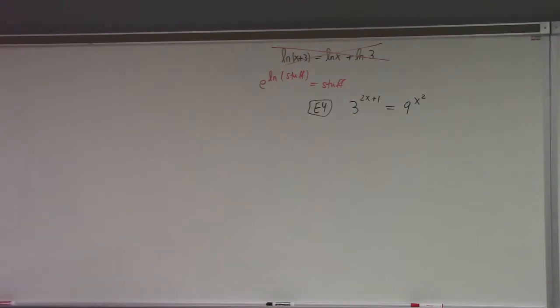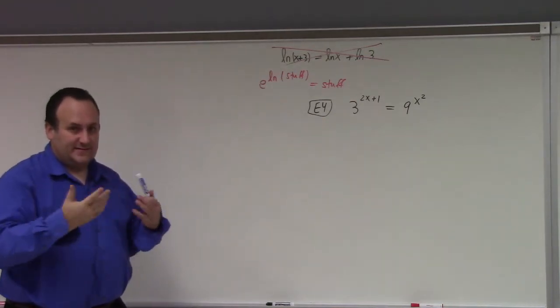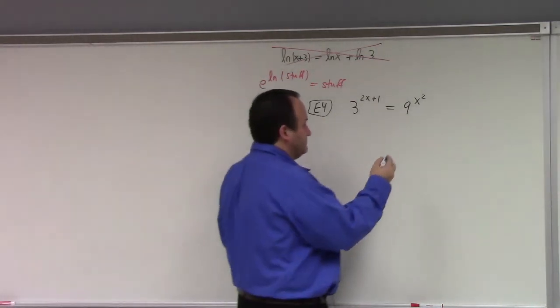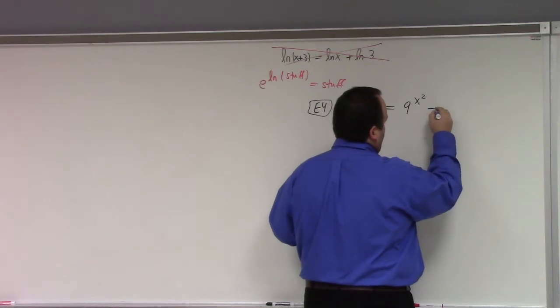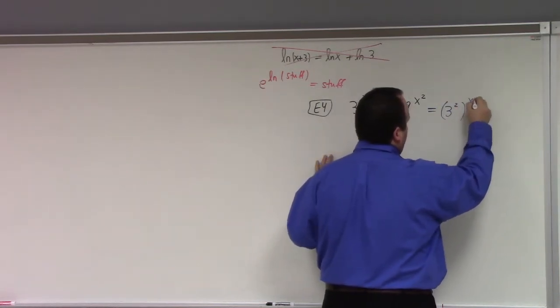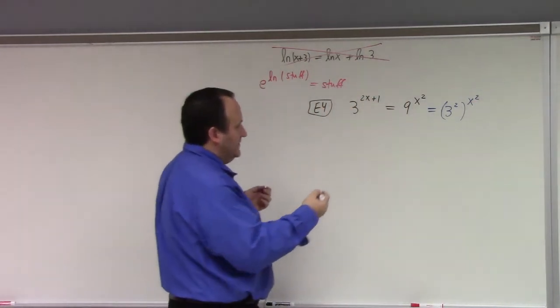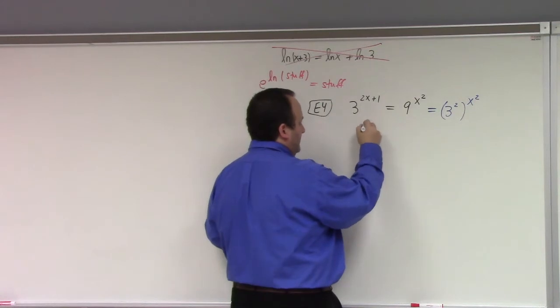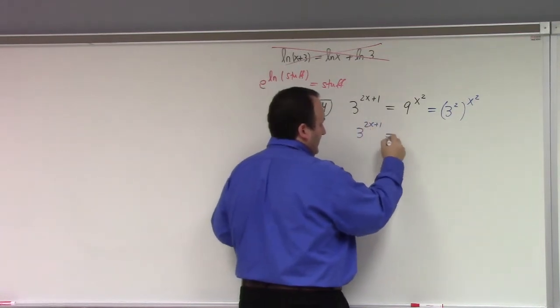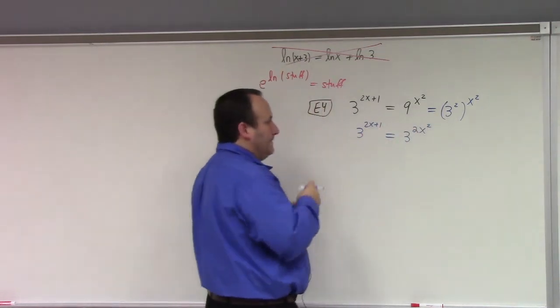All right, so how should we solve this other problem? Unlike example 3, we can convert 9 to 3, right? It's naturally 3 squared, right? So here we're looking at 3 squared to the x squared, yeah? And then by laws of exponents, what we have is 3 to the 2x plus 1 equals 3 to the 2 times x squared, right?